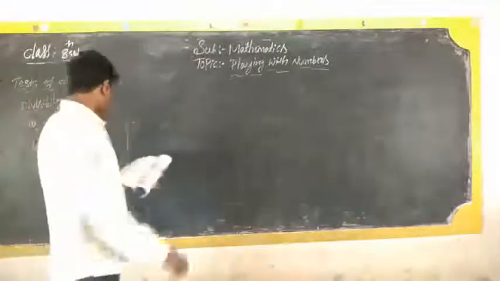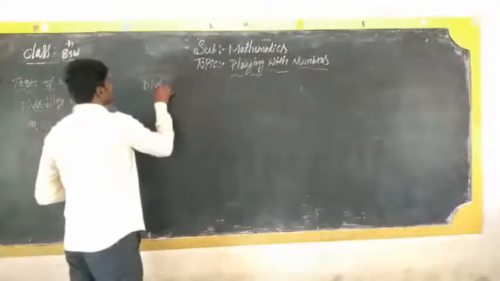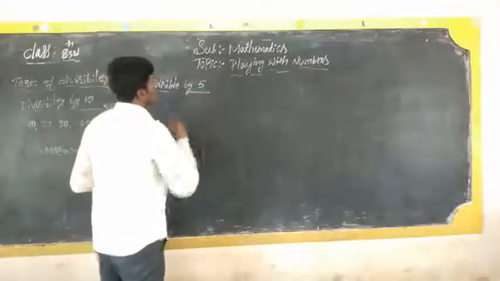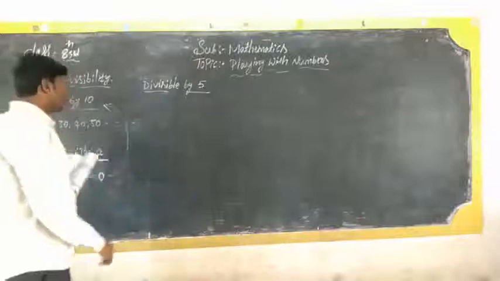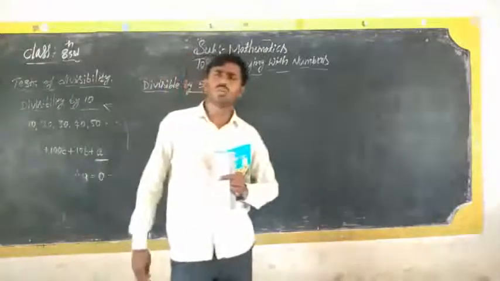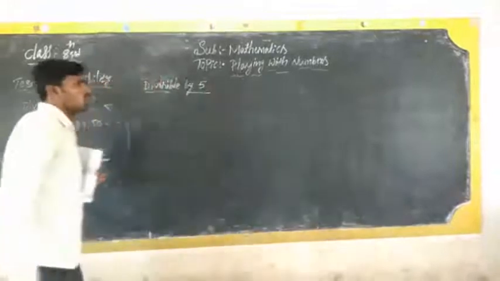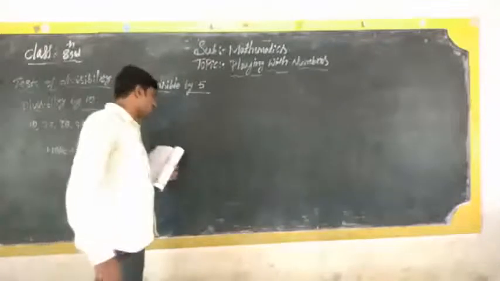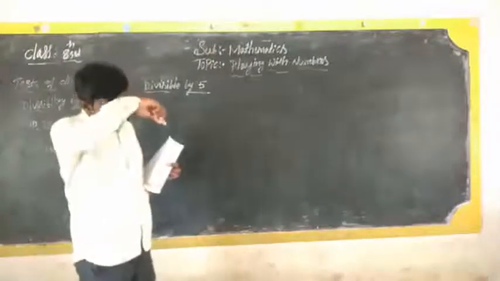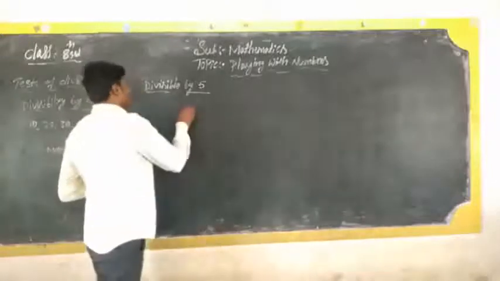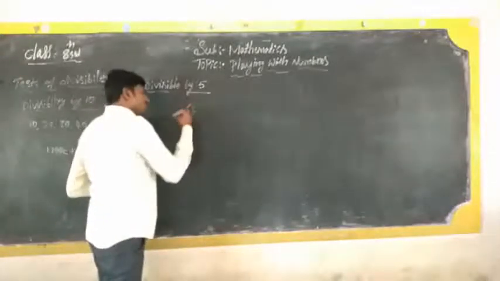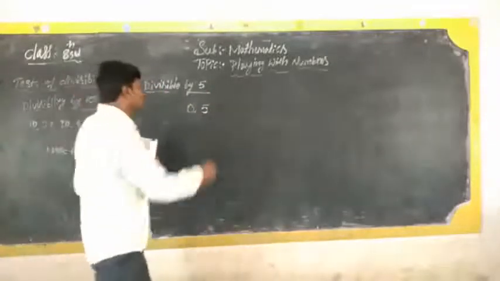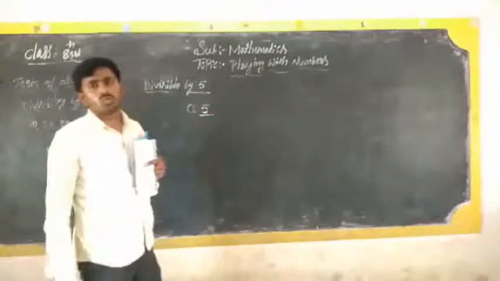So then next go to divisible by 5. In the same way, here all numbers must have last digit 0 or 5, understood that? Or multiples of 5, understood that?